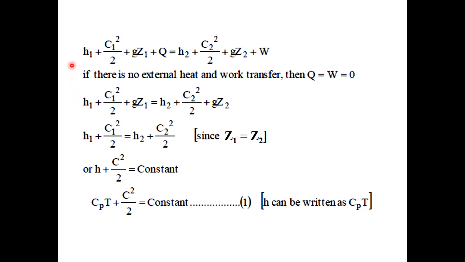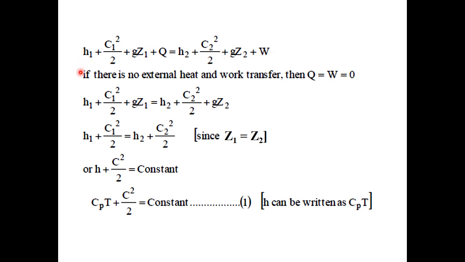Now once you apply the steady flow energy equation between sections 1 and 2, you get the equation h1 + C1²/2 + gz1 + Q = h2 + C2²/2 + gz2 + W. Now h stands for enthalpy, C stands for velocity, and z stands for elevation.